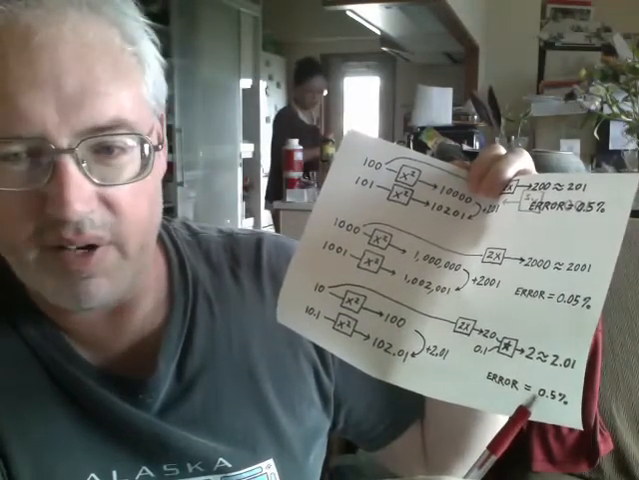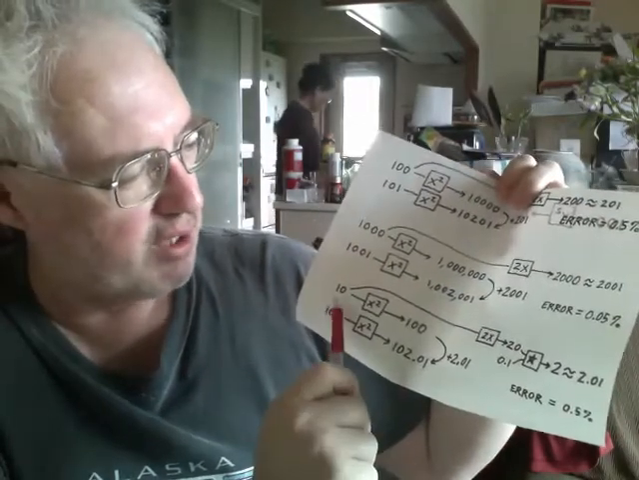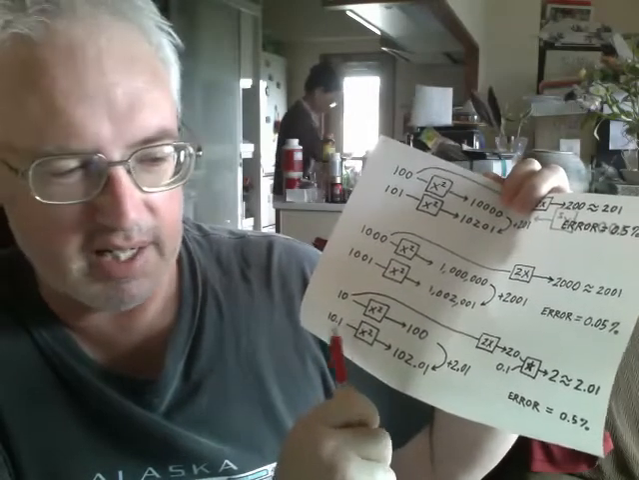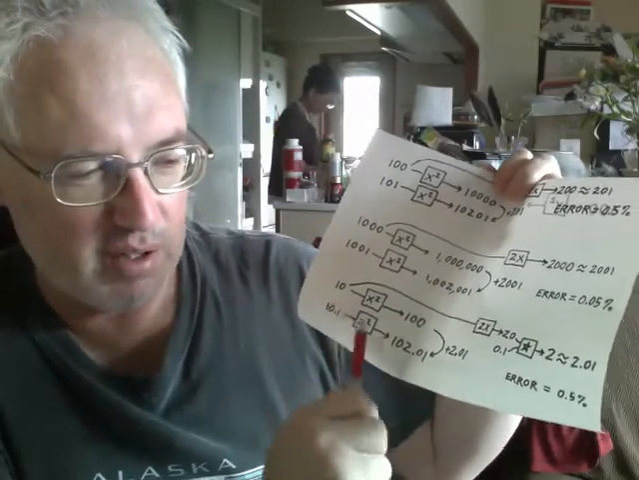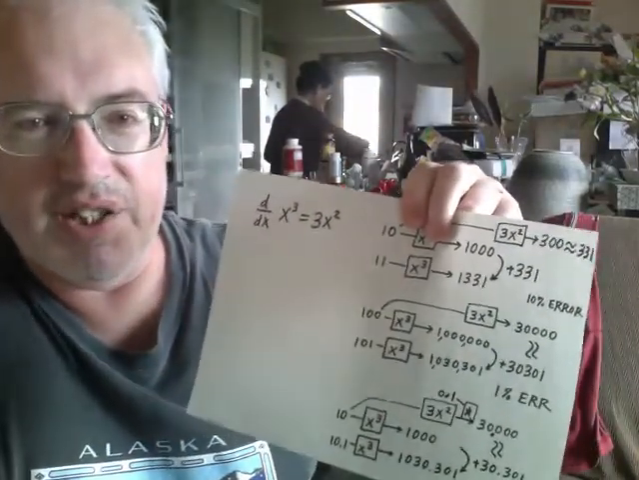And here we have an error of 0.5%. So a derivative works better the smaller the change is. And that's what a derivative really is for. Now, let's work on some other functions.